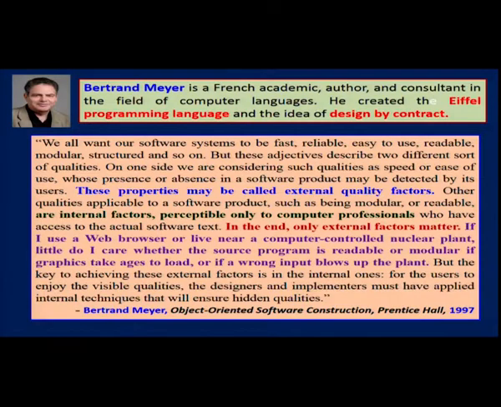The idea was good, and once again the Object Management Group came up with a way of functioning, a way of working together on a single page by defining the specifications for Common Object Request Broker Architecture, CORBA. Bertrand Meyer is a French academic, author and consultant in the field of computer languages. He created the Eiffel programming language and the idea of design by contract.